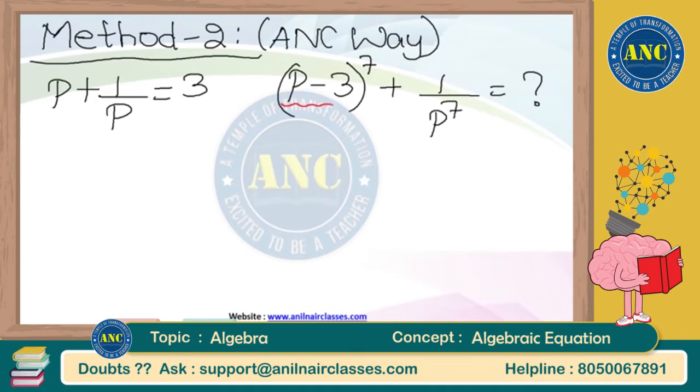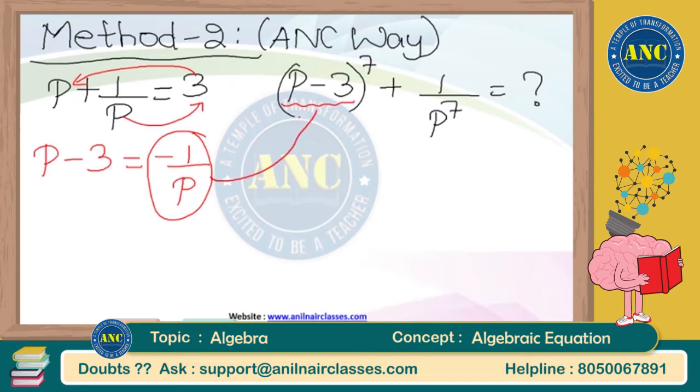The question says p plus 1 by p is 3. Shift this 3 on the right hand side to the left hand side, it becomes p minus 3. Put this 1 by p to the right hand side, it becomes minus 1 by p. Over. Substitute this minus 1 by p here. P minus 3 is minus 1 by p, whole power 7. And the next term is 1 by p whole power 7.